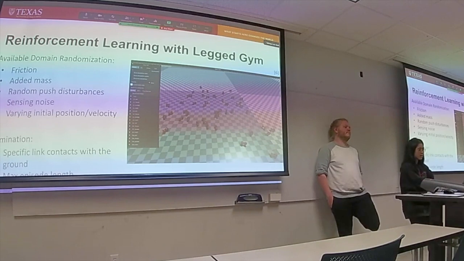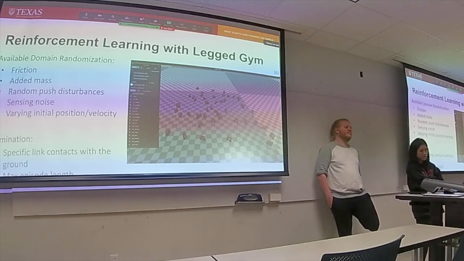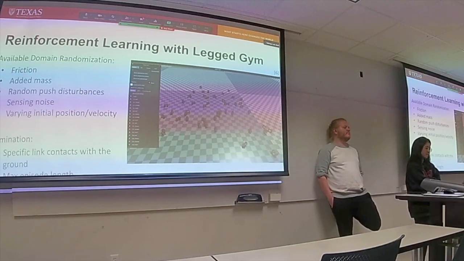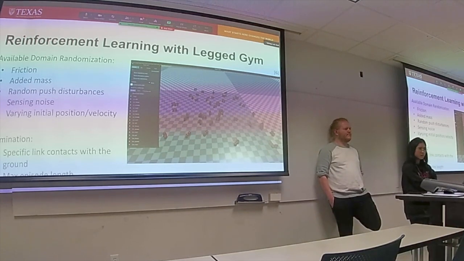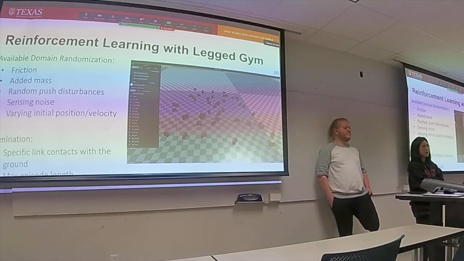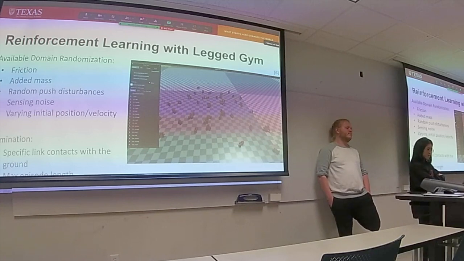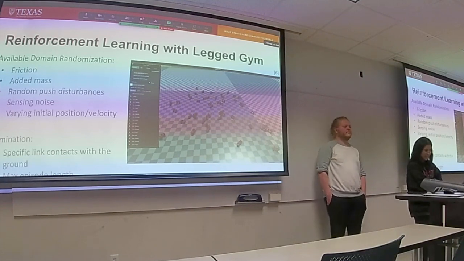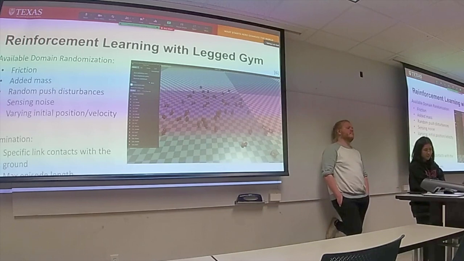Isaac Gym also has a bunch of tools that can be used to make your policies more robust. You can randomize the friction of the surface they're walking on, randomize added masses to the robot's base, randomize simulated impulses to the robot base, add noise to your sensors, and start with different initial positions and velocities. Another thing that was really useful, especially for developing policies for the bipedal robots, was specifying links that result in termination. So when a certain link touches the ground, it terminates. But if it doesn't terminate based off of that, then it just times out based off of your max episode length.